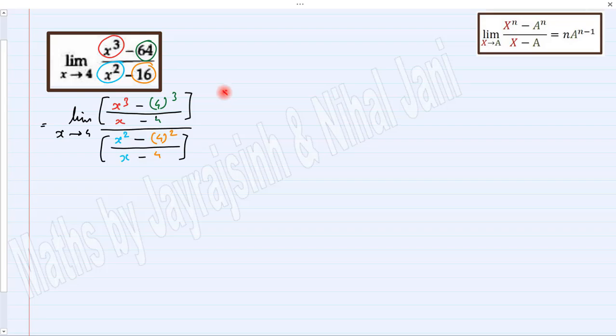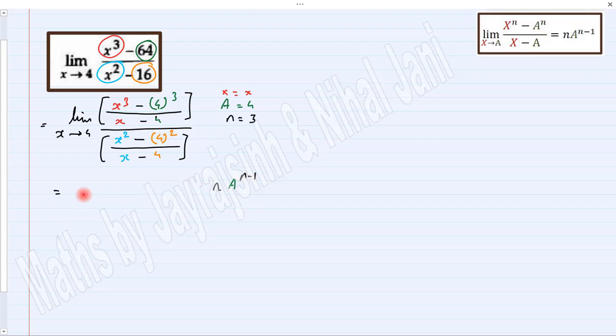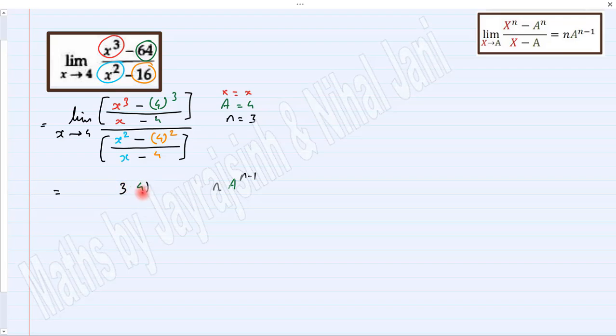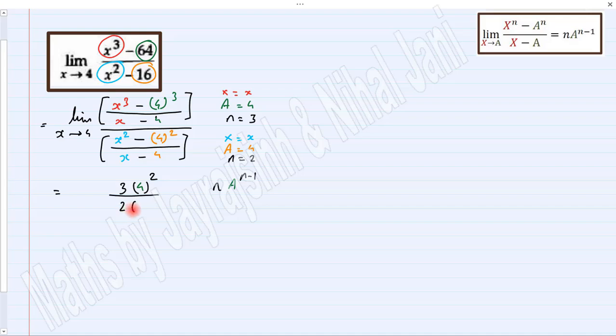In numerator, capital X is x, capital A is 4, and n is 3. Using right hand side, which is n into capital A raised to n minus 1, we can get our numerator, which is 3 into 4 raised to 3 minus 1, or we can say 2. Similarly, in denominator, we have capital X is equal to small x, capital A is equal to 4, and n is equal to 2. So we will get 2 into 4 raised to 2 minus 1, or we can say 1. So 1 power of 4 will cancel out, 2 2s are 4, and your final answer will be 6.